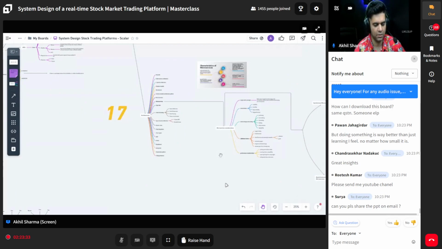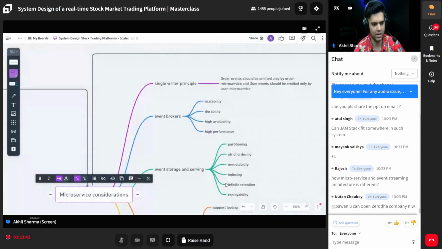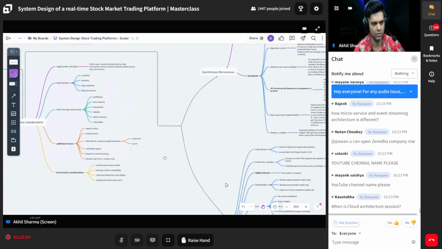But if you want to go deeper into how microservices are created and what factors we consider, all of these are very, very big interview questions. In case you have more than 7-8 years of experience, you have microservices experience, you would want to know about all of this, how microservices are considered. Then what are synchronous and asynchronous microservices?